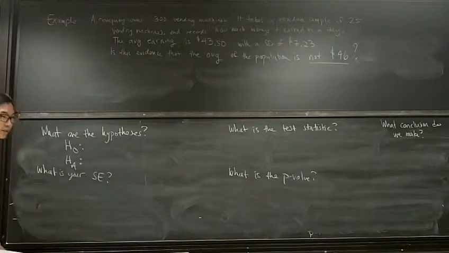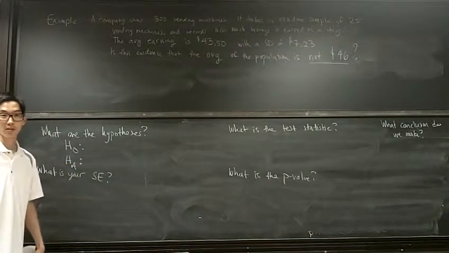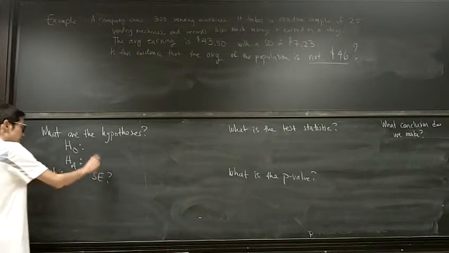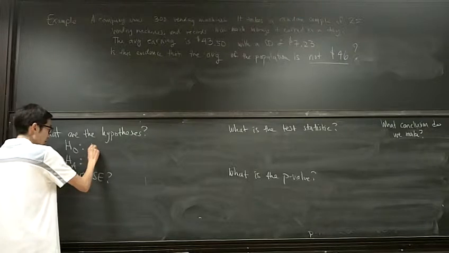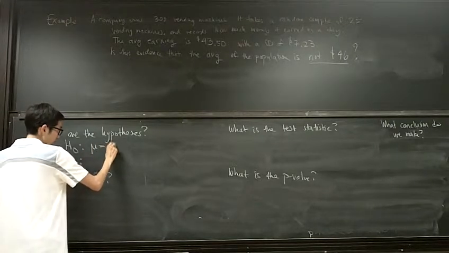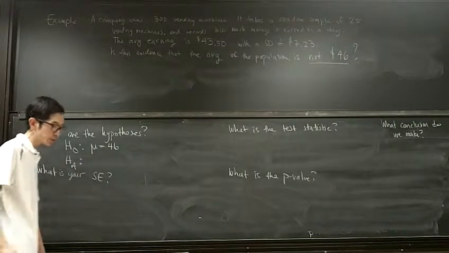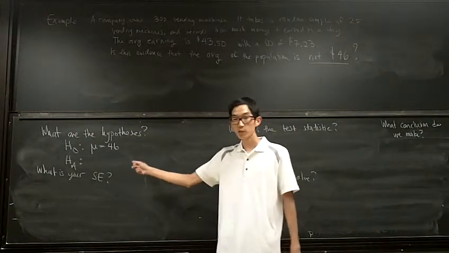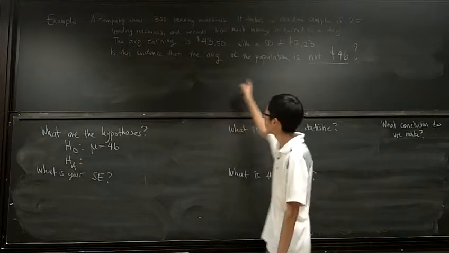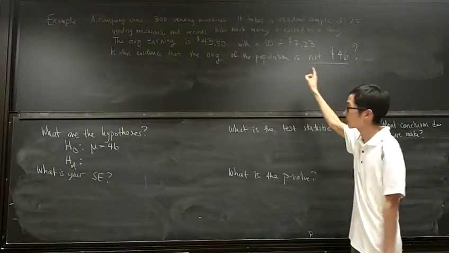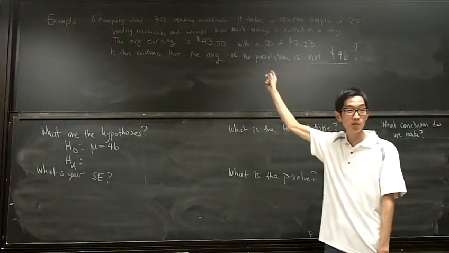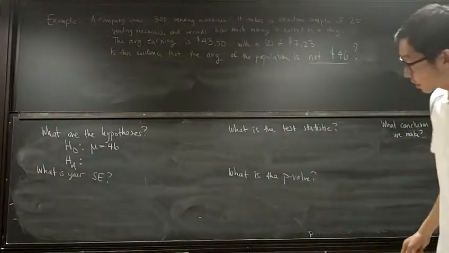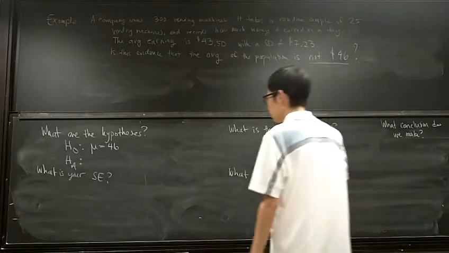Okay, what is my null hypothesis? 46. It's not. It's mu equals 46. Okay, so please, all right, please be careful. Okay, because we are asking, is it evidence that it's not 46? We're not asking about the sample. We know my sample is 43.50. Okay, we're asking, is the population mean 46?